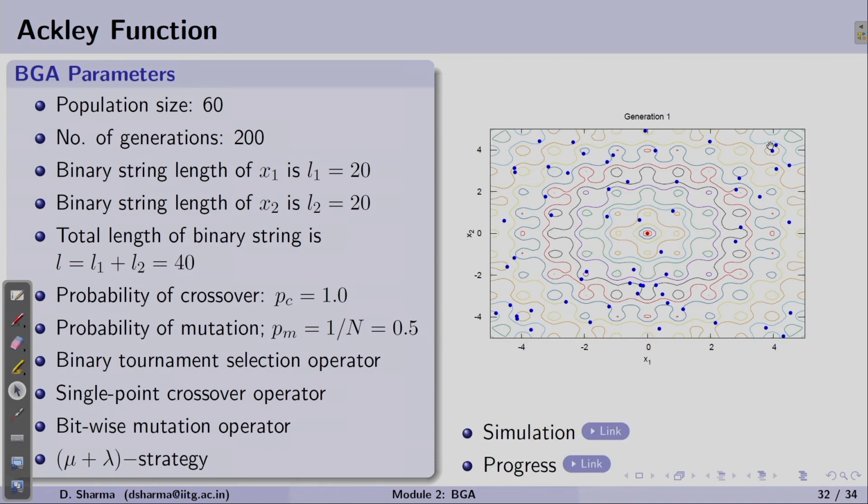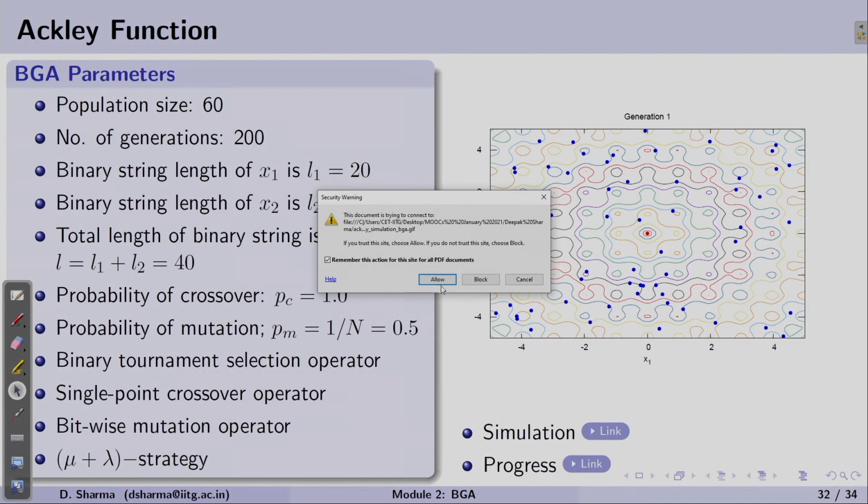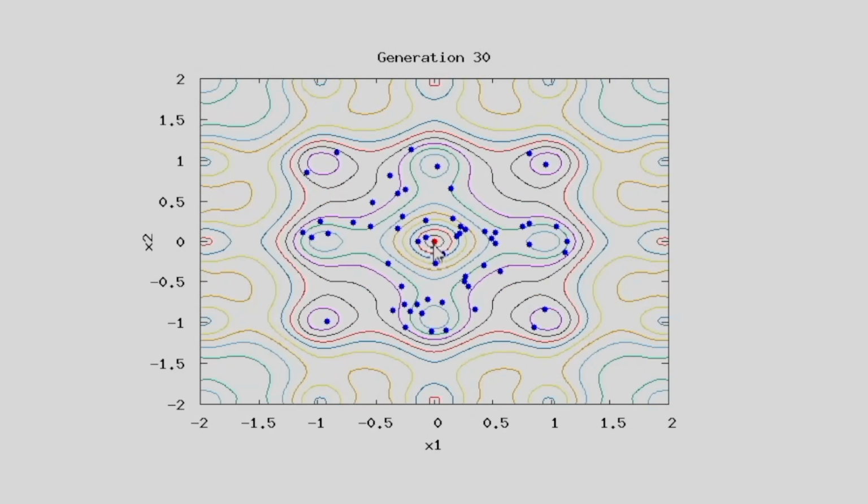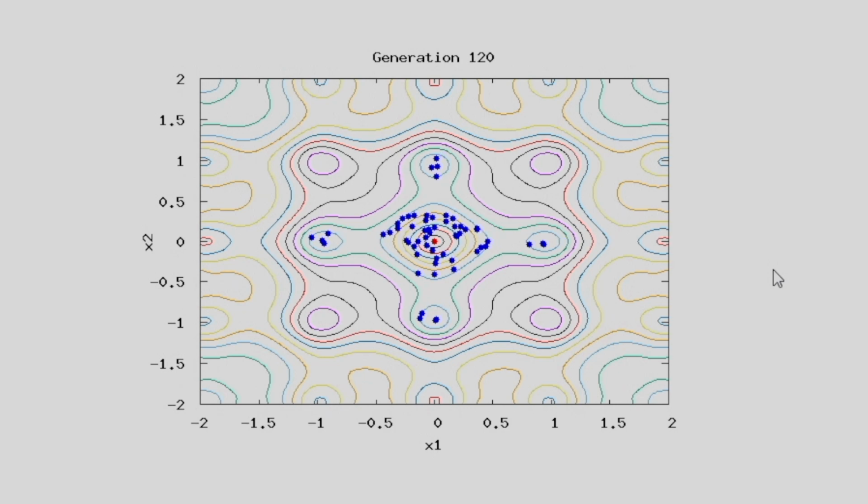So this is generation 1. The solutions are distributed as you can see in the x1 and x2 plane. So let us look at the simulation now. Now the solutions are moving towards the optima. They are also stuck at the local minima. Now in 20 generations itself, the solutions have reached closer to the optimum solution, and we have to see whether binary coded GA can solve the Ackley problem or not.